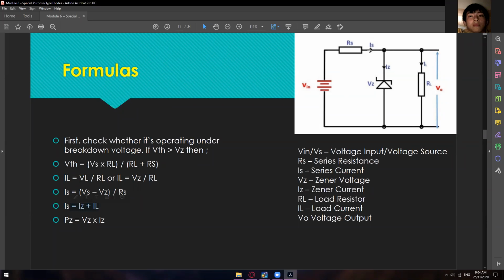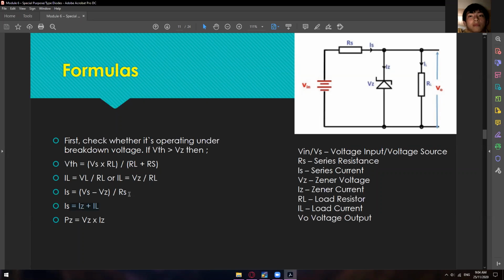So if you're going to take a look at this one, this is our total current, wherein our current will be divided into two. Some currents will go here, and then some currents will go right here. So it's like a division of two. That is why we have this one: IS is equal to IZ plus IL.